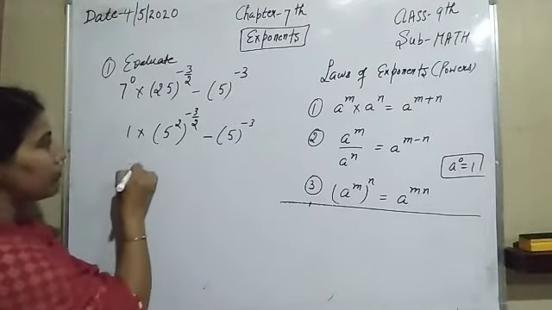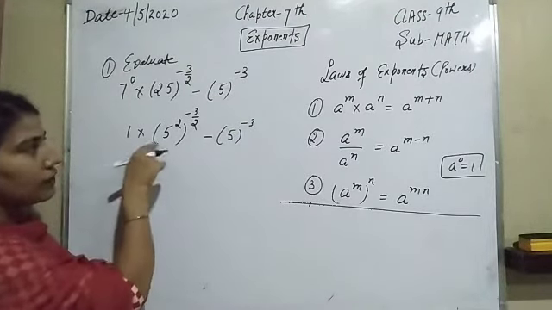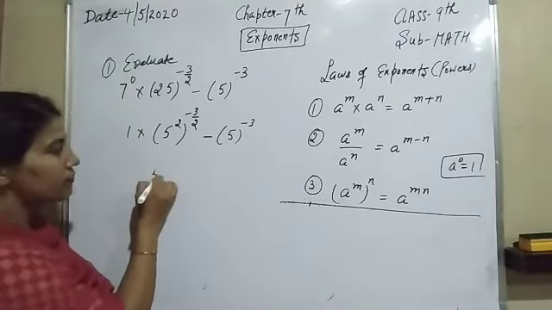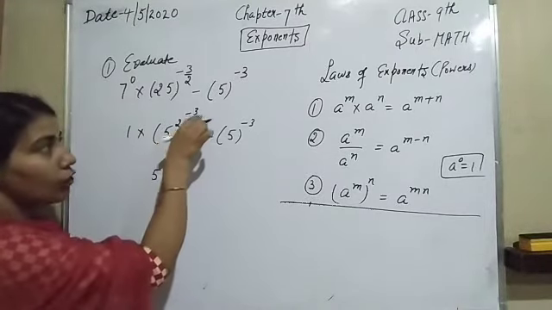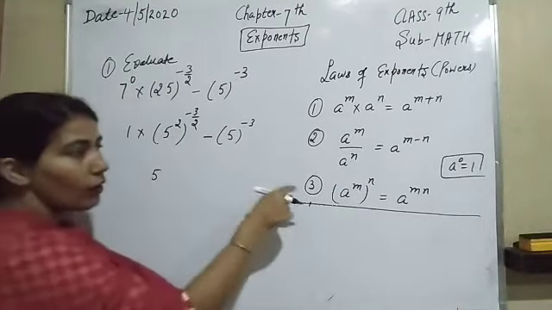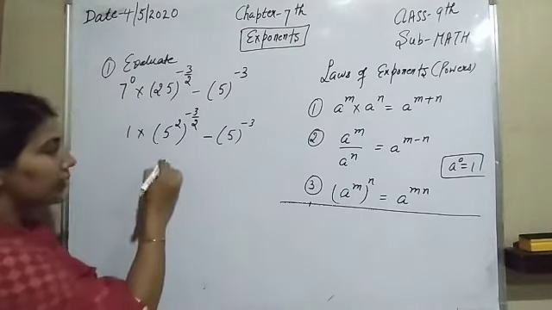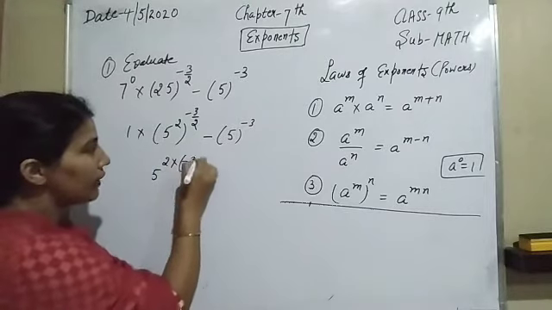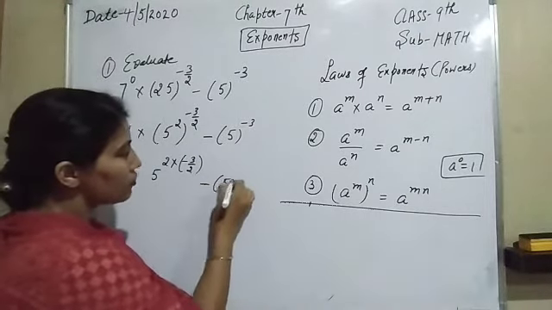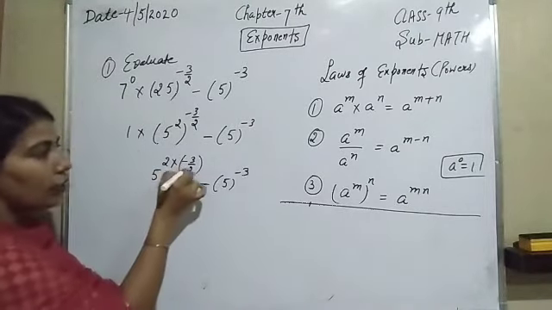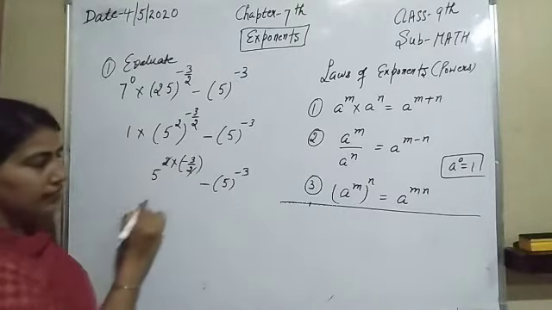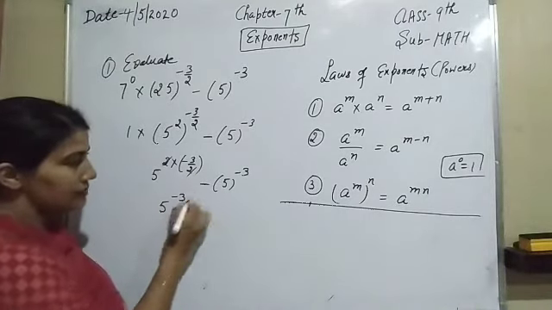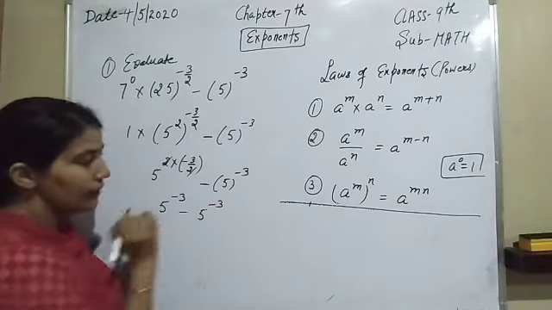Okay, now on this side, whenever you multiply by 1, it will remain the same. That means 5 to the power of a power can be multiplied according to the third law. It can be written as 2 into minus 3 by 2, and here is 5 raised to power minus 3. Now here the 2 and 2 both cancel, only 5 raised to power minus 3, minus 5 raised to power minus 3.